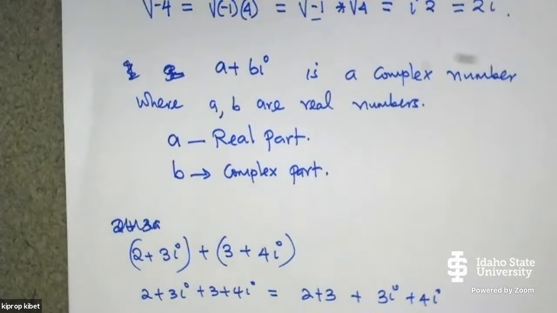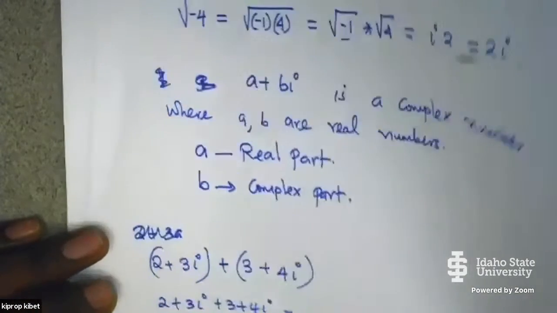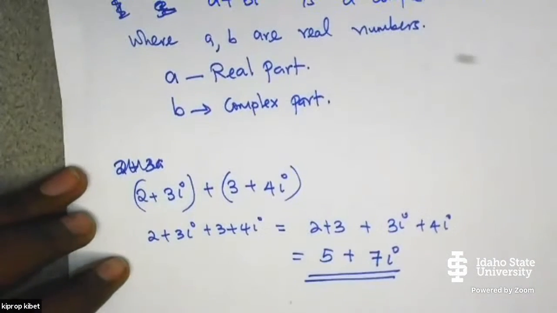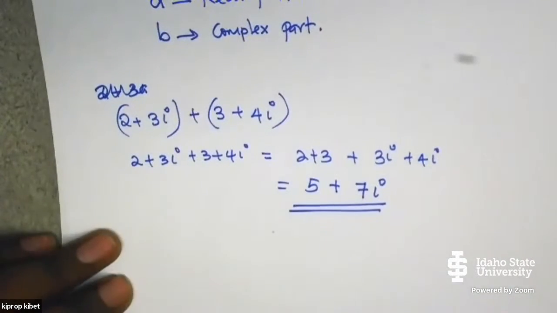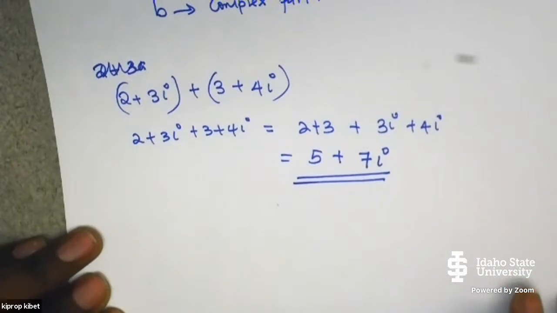So we add the complex and the real parts, so you don't mix. Just the same as the roots, you add the ones which have the same roots. In this case also, for the complex, you add the ones with the same complex numbers. Any question? Now, multiplication is also the same.